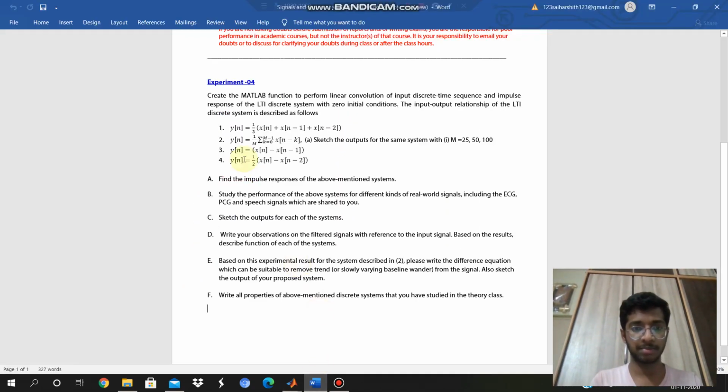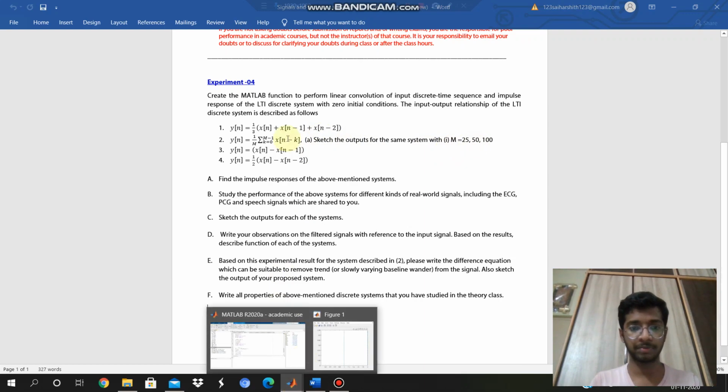Now let's consider system 2. System 2 is y of n equal to 1 by m into sigma k equals 0 to m minus 1 of x of n minus k, and we have to sketch the outputs for the same system when m is 25, 50 and 100. So let's take a look at the code.